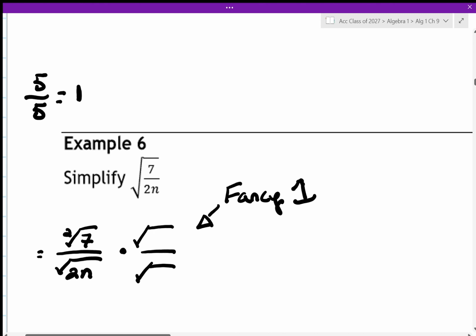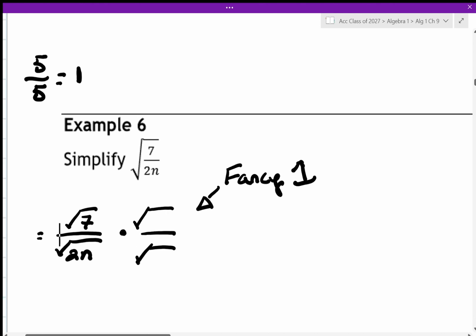We normally don't write it, but it's there. So over here, our 1 is going to have square roots as well. And we want it to be such that our denominator will have a pair. So right here we have a singular 2, we want another 2. And then we have a singular n, we want another n.